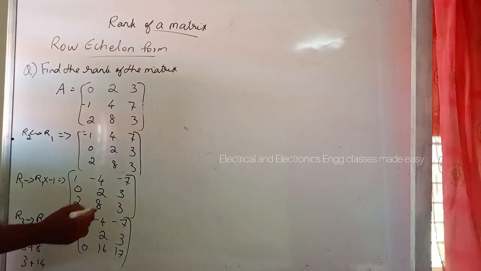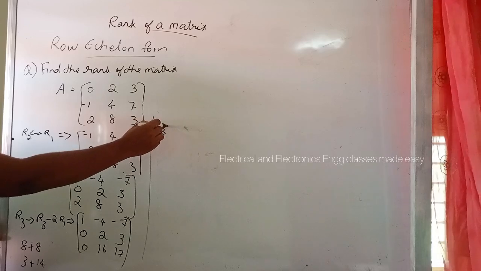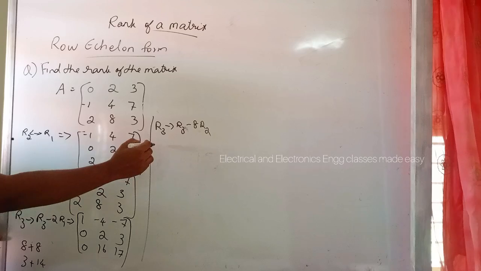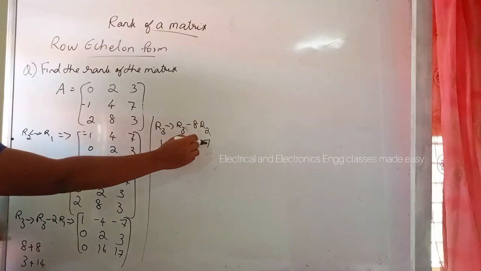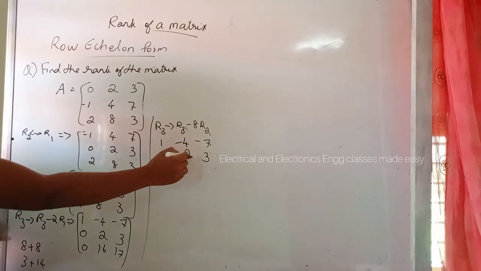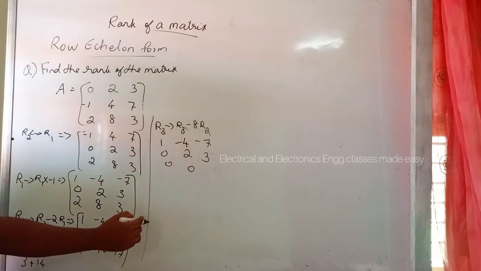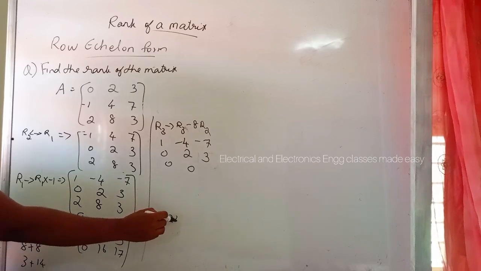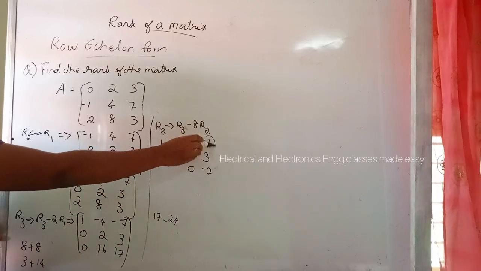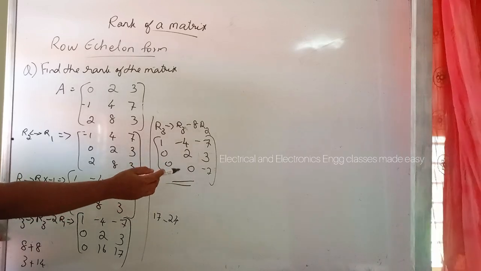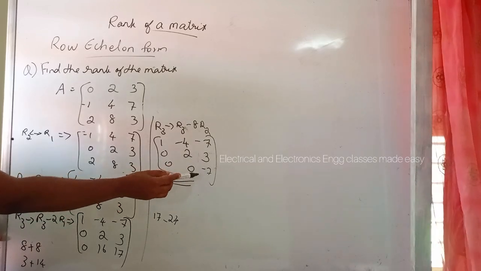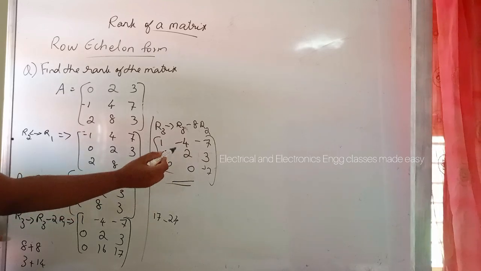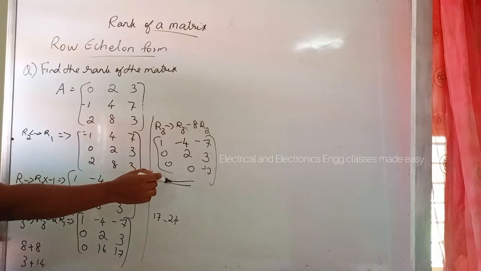Let us make this element 0, that is R3 becomes R3 minus 8 times R2. Here we will get [1, -4, -7; 0, 2, 3; 0, 0, ...] where 17 minus 8 into 3, that is 24, gives minus 7. Now we cannot make this element 0, because while making this element 0, we will get non-zero entries. So this is the row echelon form of this matrix.